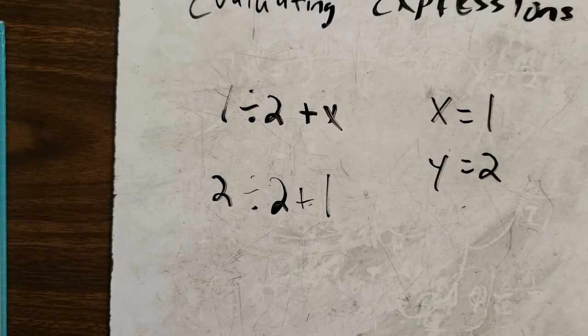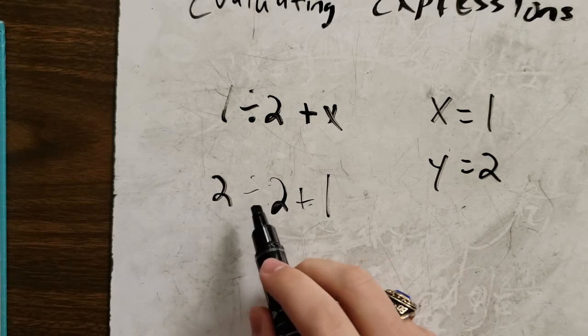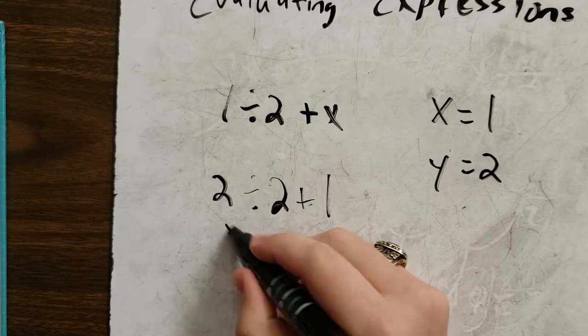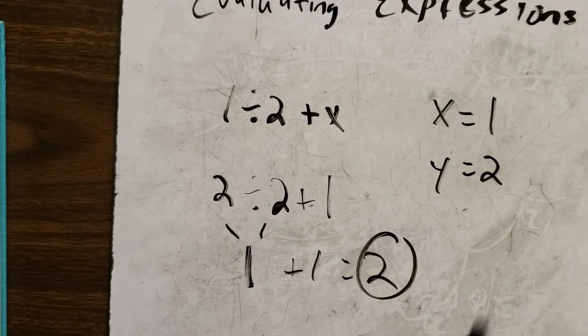Now, order of operations says we must do division before addition. So 2 divided by 2 equals 1, plus 1 equals 2. Simple as that.